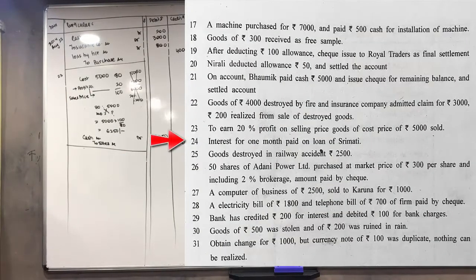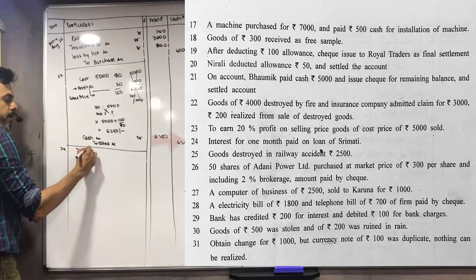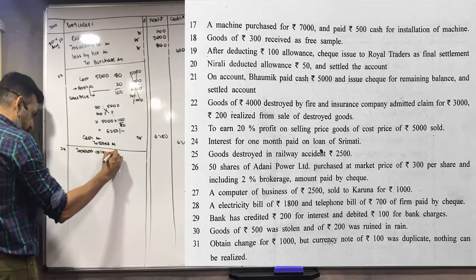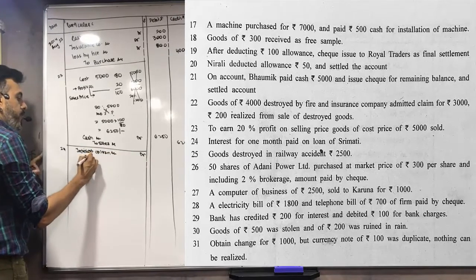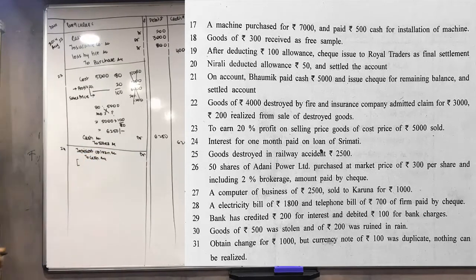Interest for 1 month paid on loan of Srimati. Now it is already paid, so entry is: interest on loan account debit, to cash account.